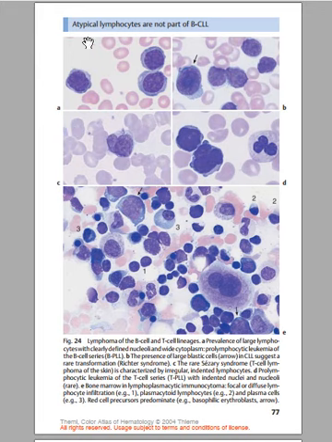Now, this is how they appear on microscopy. On microscopy, you're going to have lymphoma of the B cell and T cell lineage. Normally, when you have a lymphocytic leukemia, you cannot easily differentiate whether it is from B cells or T cells. Diagram A shows prevalence of large lymphocytes with clearly defined nucleoli. Diagram B shows the presence of large blastic cells. When you see a large blastic cell, it is more of a lymphoblast.